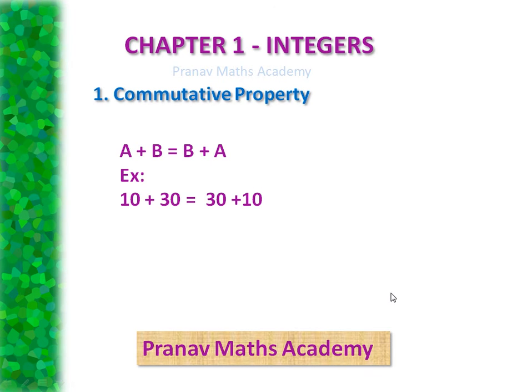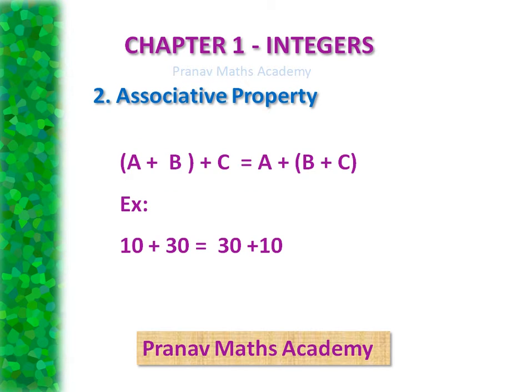First lesson is integers. Commutative property: a plus b is equivalent to b plus a. For example, 10 plus 30 is equivalent to 30 plus 10. Next one is associative property: a plus (b plus c) is equivalent to (a plus b) plus c. In any order you can add.